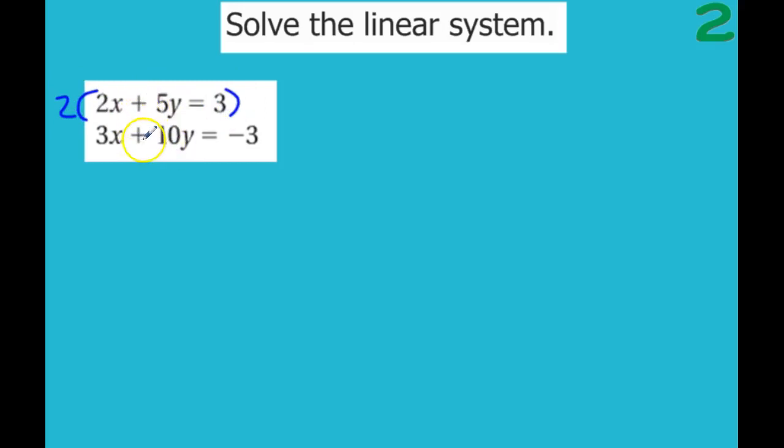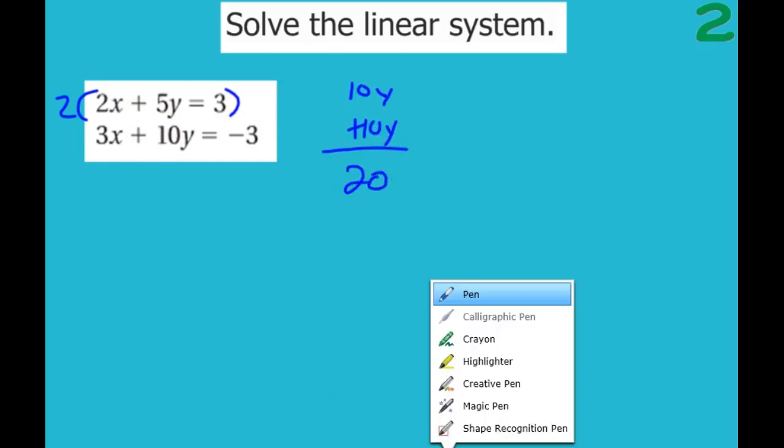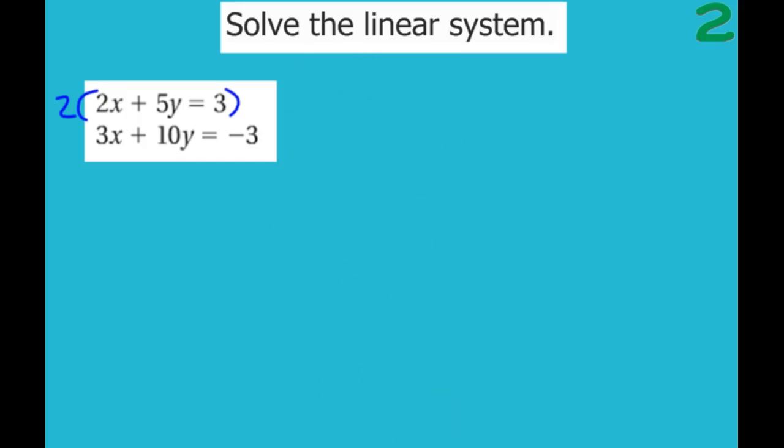However, they're both positive, so if I have them both 10y's, 10y plus 10y is going to give me 20y, and we don't want that. We want one of them to be a negative. So I'm just going to multiply this by a negative 2, so that this top 10 becomes a negative. So I'm going to rewrite that over here. Negative 2 times 2 is negative 4x. Negative 2 times 5 is negative 10y. And negative 2 times 3 is negative 6.